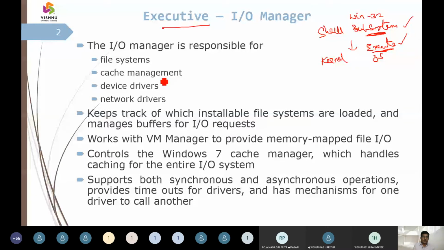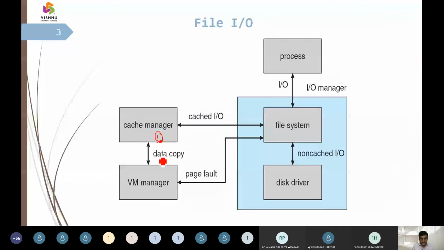The components will be the file system. The second thing will be the cache memory management. The third one will be the device drivers, and the fourth one will be the network drivers. So you can assume this system here. First one we are going to call cache memory management.